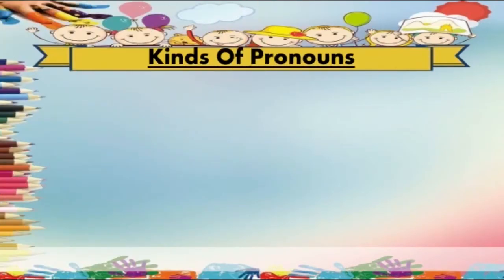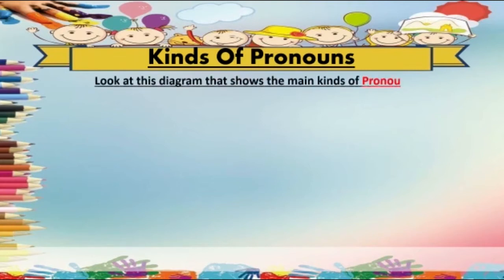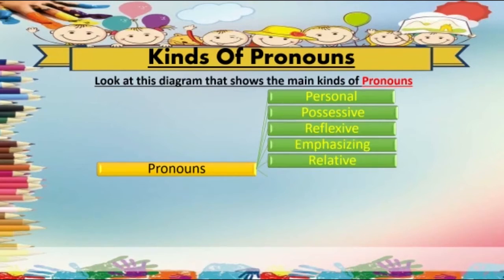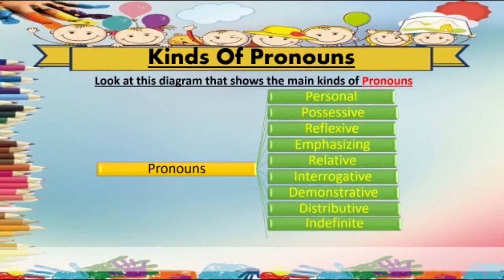Kinds of pronouns. Children, in this video, we are going to study about 10 main kinds of pronouns. Now look at this diagram that shows the main kinds of pronouns: personal, possessive, reflexive, emphasizing, relative, interrogative, demonstrative, distributive, indefinite, and finally reciprocal pronoun.